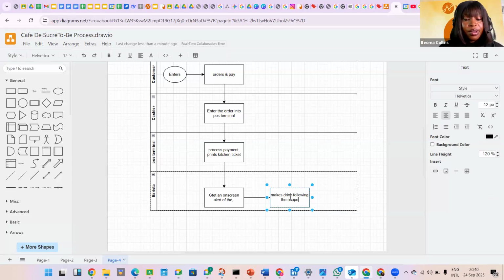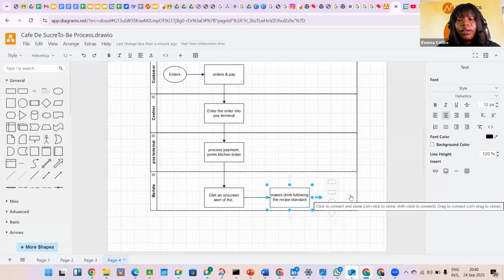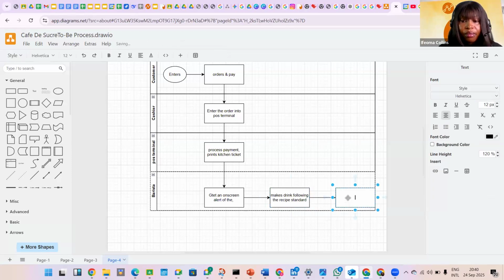All right, the recipe standard. Okay, so after making the drink, he places the finished drink on the counter for pickup.